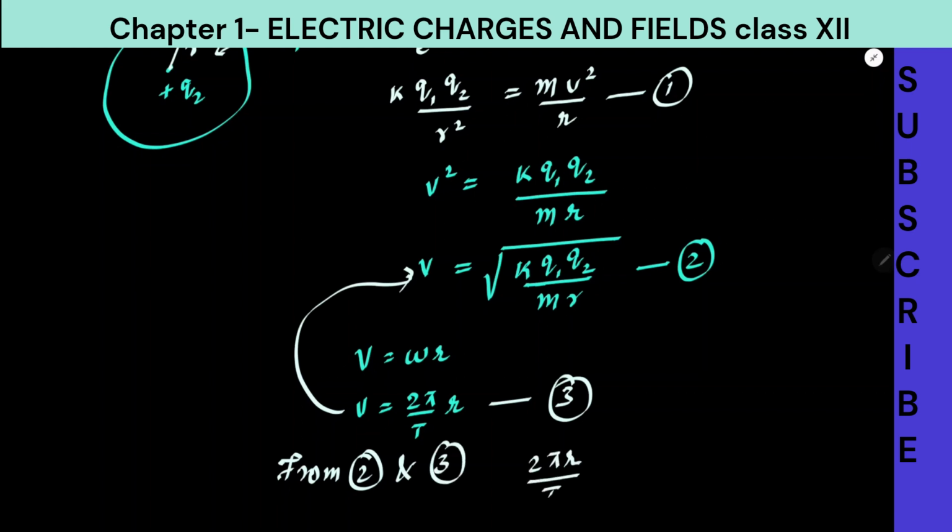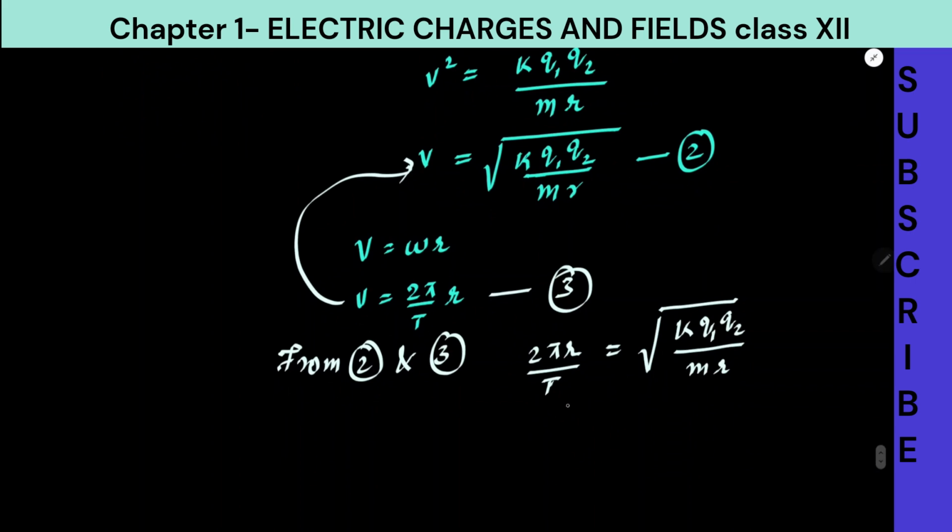2 pi r upon t. In case you don't remember this relation and you are finding it a little confusing, you can directly see that if something is moving in a circular motion, its circumference will be 2 pi r, and that divided by the time period will give you the linear velocity, right? Speed equals distance upon time. You can think of it like that. This will be frequently used in other chapters as well. So do remember this, 2 pi r by t equals root under k q1 q2 upon mr, correct?